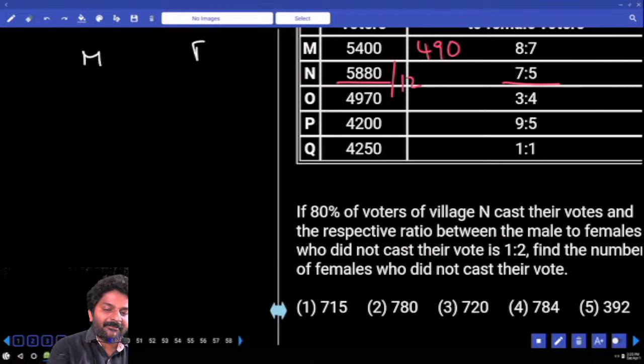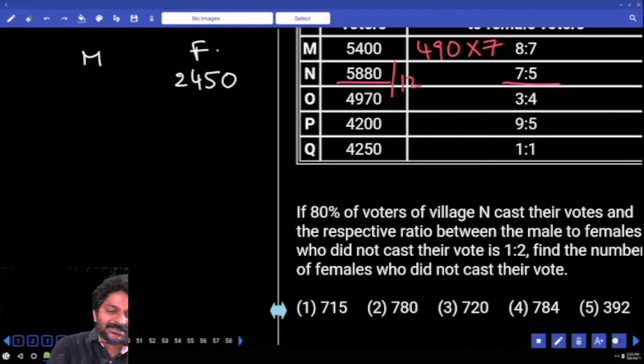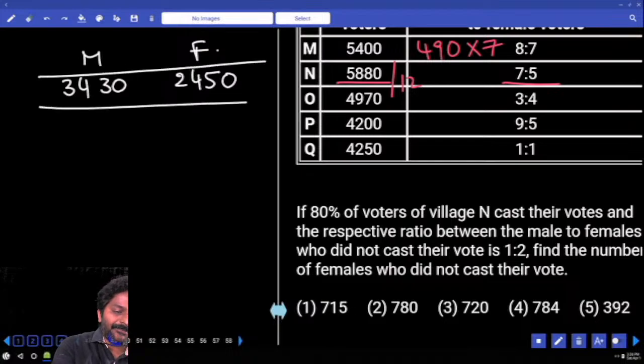Now male and then female. Male are how many parts? 7. Keep it aside. Female are 5 times of 490 in the sense 10 times and half only. 10 times 4,900. Half of that number. 2, 4, 5, 0. To get male, you can multiply 490 with 7. Or from the total you can subtract female also. From the total 5880 subtract 2450. Last 2 digits 30. First 2 digits 34. These many male and female are there.